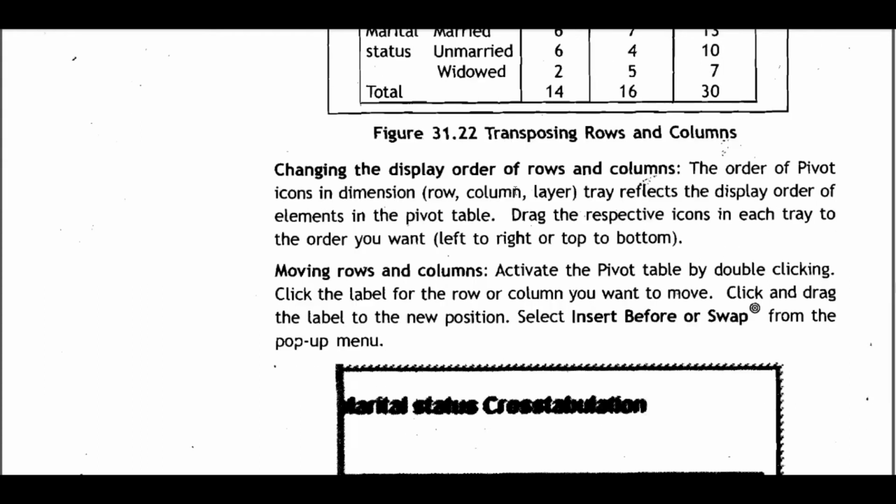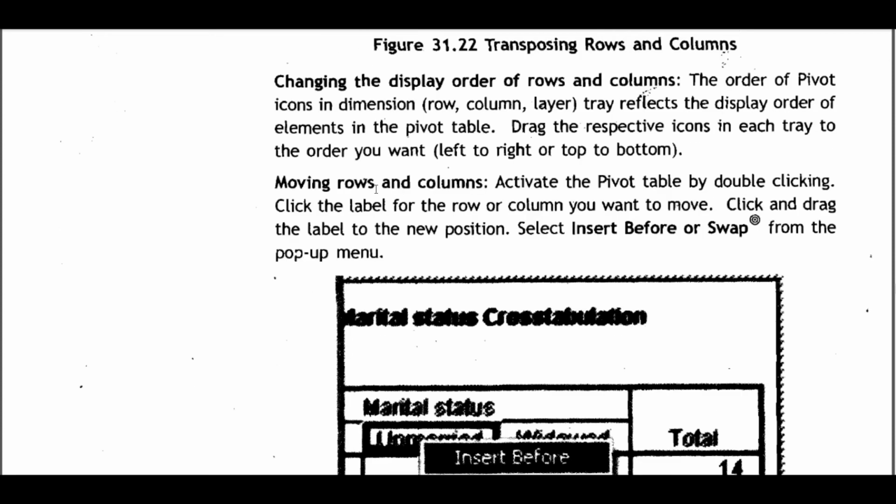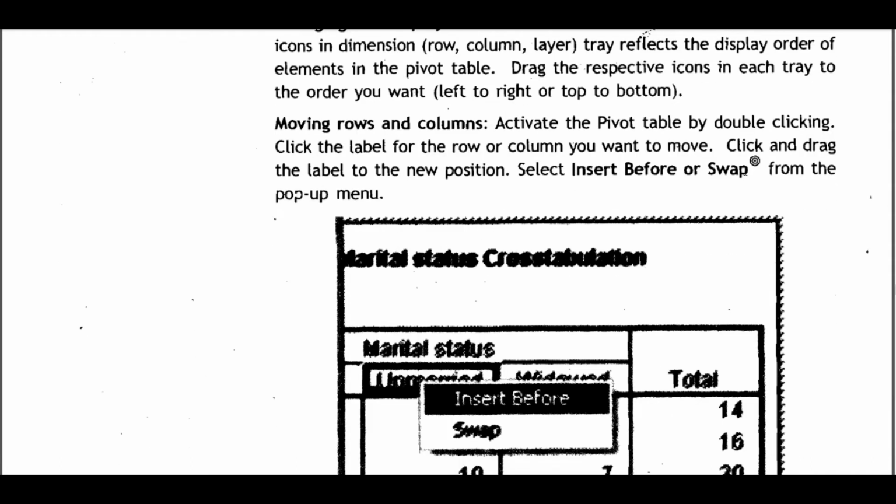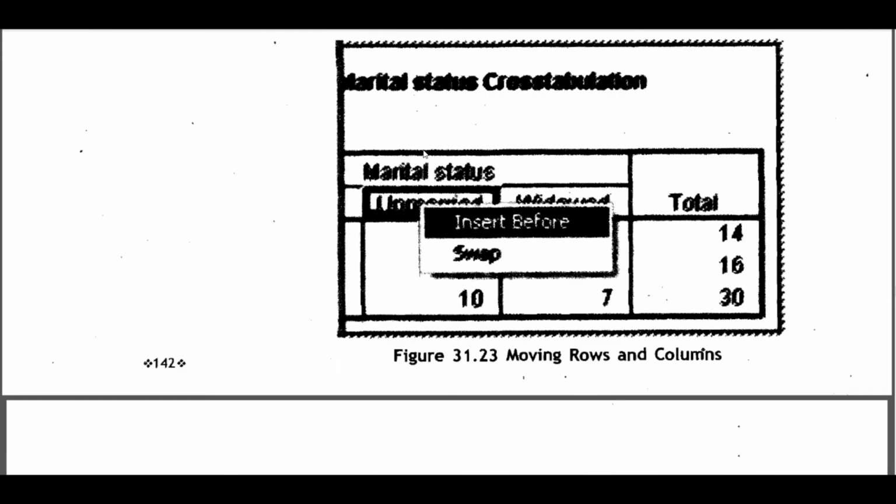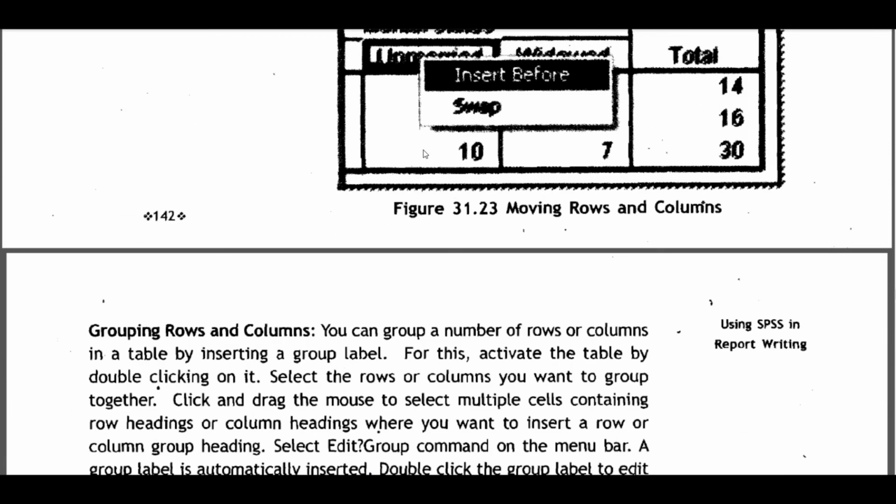Changing the display order of the rows and columns. The order of pivot icons in the dimension row, column, and layer trays reflects the display order of the elements in the pivot table. Drag the respective icon in each tray to the order you want, left to right or top to bottom. Moving rows and columns. Activate the pivot table by double clicking. Click the label for the row or column you want to move. Click and drag the label to the next position. Select insert before or swap from the pop-up menu. So this is moving rows and columns.